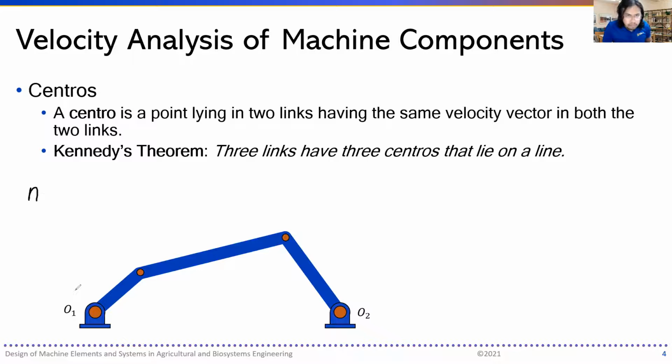Now, what happens to the centro? So each 3 points in 3 links would have one centro, and here you have a 2-link. So you have 2 links.